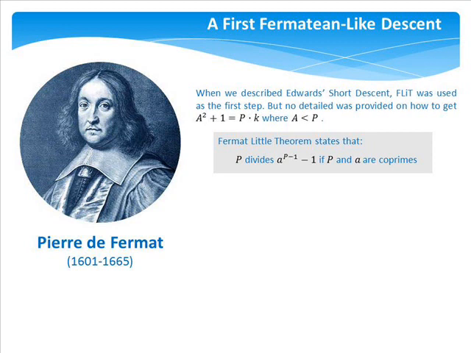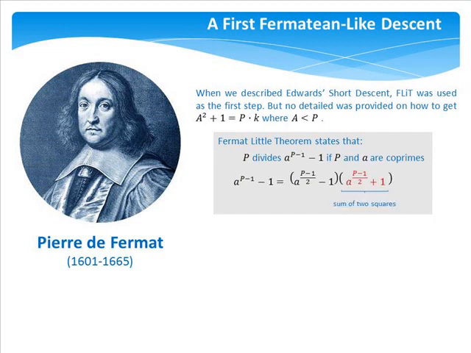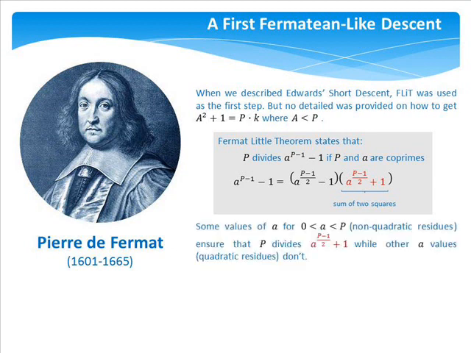See a link below for an introduction to the topic. If p is a prime of the form 4n plus 1, then algebraically it can be factored as shown, where the second bracket is in fact a sum of two squares. Some values of a ensure that p divides the sum of two squares of the second bracket, while other values don't. The first ones are non-quadratic residues of p, while the second ones are quadratic residues. Obviously, you try the smallest values of a to check divisibility.